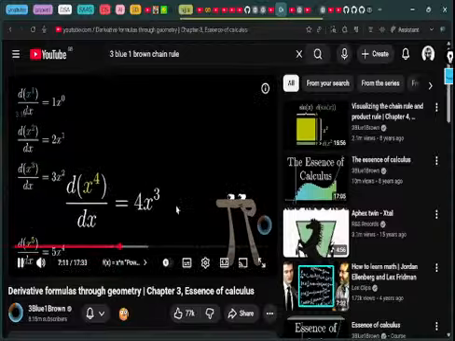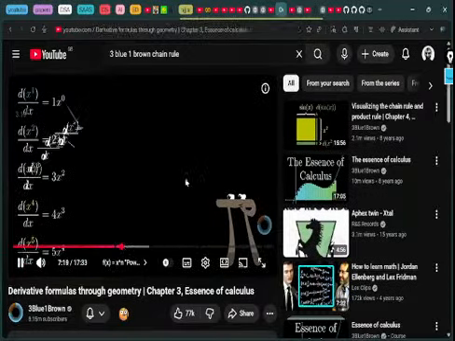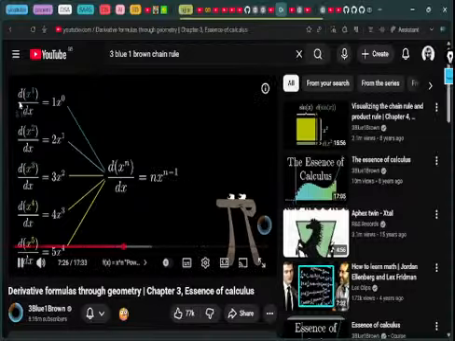The derivative of x to the fourth turns out to be 4x cubed, the derivative of x to the fifth is 5x to the fourth, and so on. Abstractly, you write this as the derivative of x to the n is n times x to the n minus 1. This right here is what's known in business as the power rule.